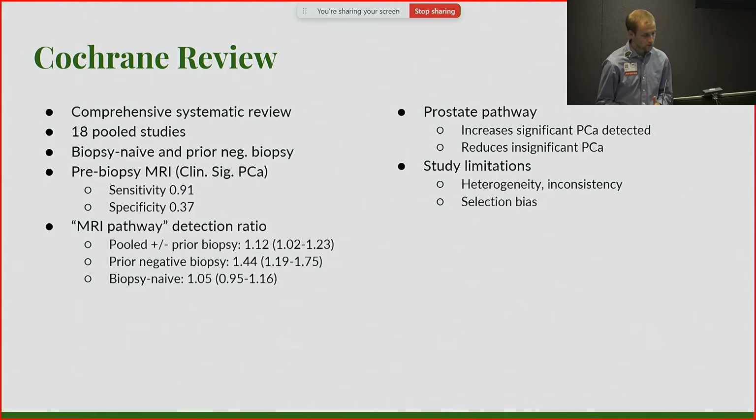I think the one reason I wanted to lead off with the PRECISION trial is it's probably the biggest and best trial. A lot of the prostate MRI studies have been single institution experiences, not a lot of patients, and that's just in general going to lead to a lot of heterogeneity in the data.